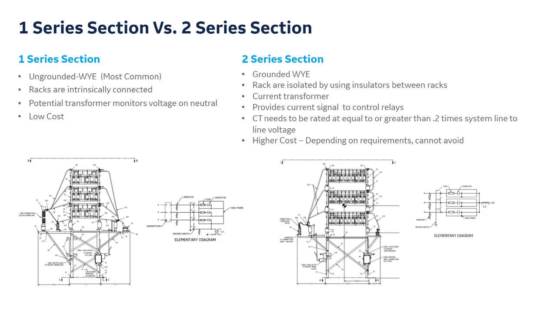When sizing the CT, or current transformer, it needs to be rated at equal to or greater than 0.2 times the system line-to-line voltage. And again, there's a higher cost due to the additional insulators. The CT cost is higher than a standard PT.